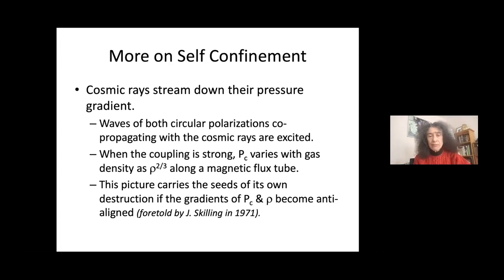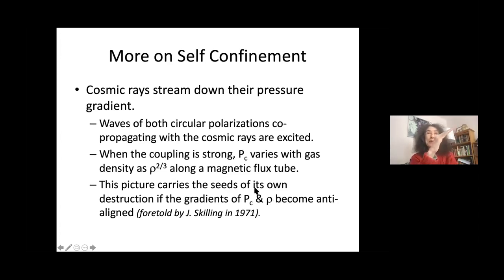Okay. Now, when the coupling is strong, in the limit of a really short mean free path, the cosmic ray pressure varies as the 2/3 power of the gas density. This assumes that the cosmic rays have an ultra-relativistic gamma equals 4/3 equation of state. And John Skilling, one of the early pioneers in this field, who then went into maximum entropy, pointed out back in 1971 that this picture carries the seeds of its own destruction if the gradients of cosmic ray pressure and density become anti-aligned.